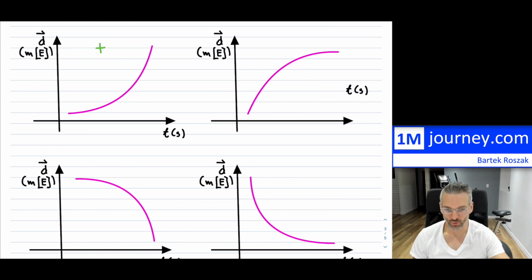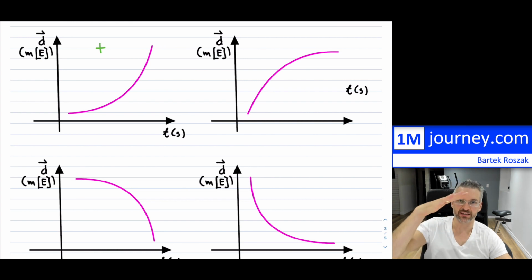Now, the one on the right-hand side, you can see there that the tangent, as you're going through, is first very steep, then less steep, then less steep, and then it almost becomes flat. So that is the instantaneous velocity. As you're going along there, it looks like it's becoming less and less positive, right?